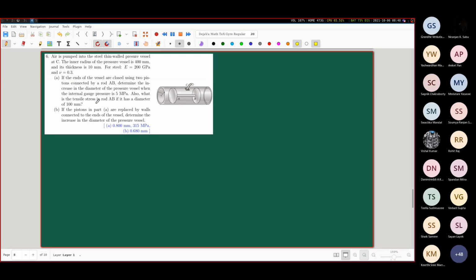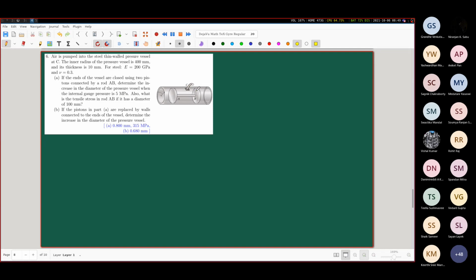Now, there are two parts to the question. In the first part, it is given to us that the ends of the vessel are closed using 2 pistons, so this is one piston and this is another piston. They are connected by a rod AB. Determine the increase in the diameter of the pressure vessel when the internal gauge pressure is 5 MPa.